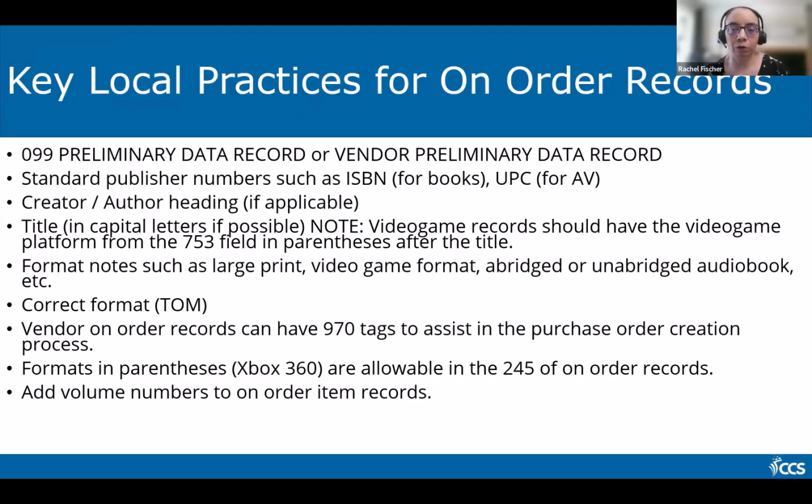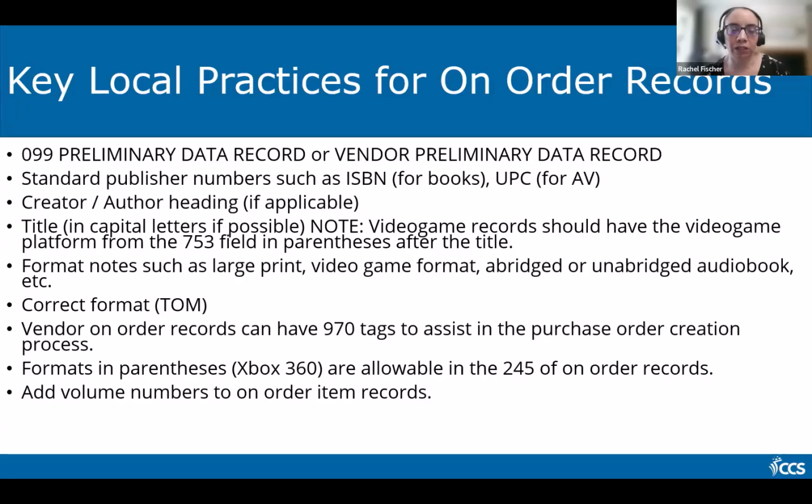On-order records can be brief records that come from a vendor. However, some libraries import them from OCLC or need to enter a record manually when no other record exists. In our on-order records, we do require an 099 tag to identify that it's an on-order record. This can have the phrases preliminary data record or vendor preliminary data record in it. We also require the basic bibliographic data, like the standard publisher numbers, such as ISBN or UPC, the creator names or author names, and the title in the record.